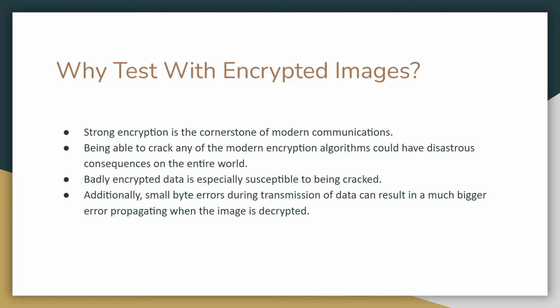So why test with encrypted images? Strong encryption is the cornerstone of modern communications, and being able to crack any of the modern encryption algorithms would have disastrous consequences on the entire world. Badly encrypted data is especially susceptible to being cracked because often the overall pattern of the data is preserved even in the encrypted image, which we can see later on. And additionally, if a small byte error happens, for example, if one byte is changed in the image, this usually propagates to a much larger error when the image is decrypted because of how encryption algorithms work.